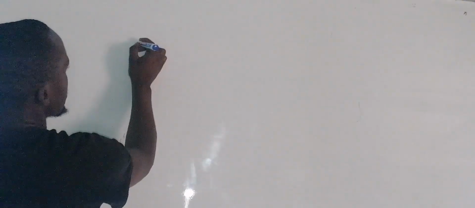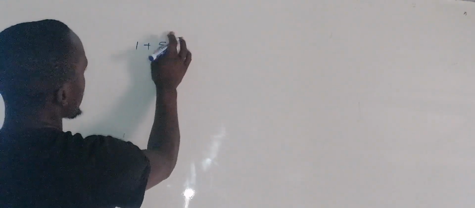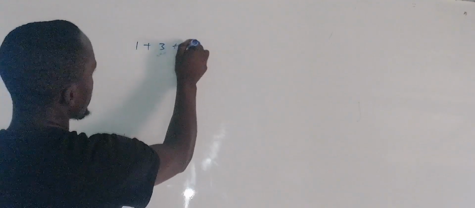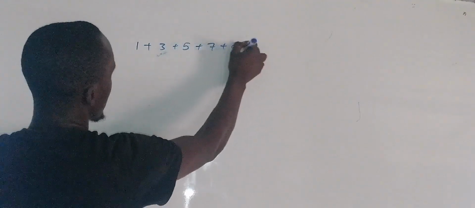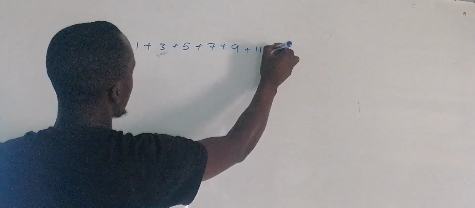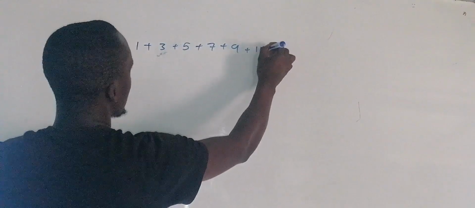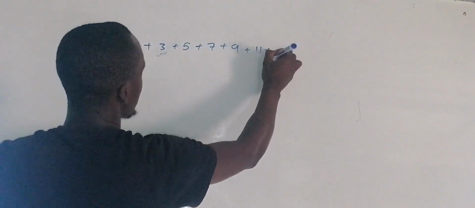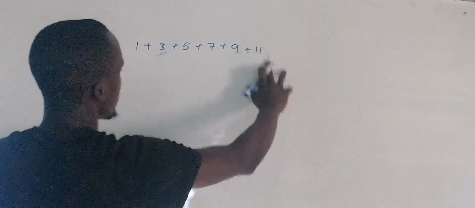Even if they give you a geometric, the opposite is true, you do the same thing. But now the difference will be that you are not dealing with an arithmetic. Or they can give you something like this: 1 plus 3 plus 5 plus 7 plus 9 plus 11. Then they say calculate.